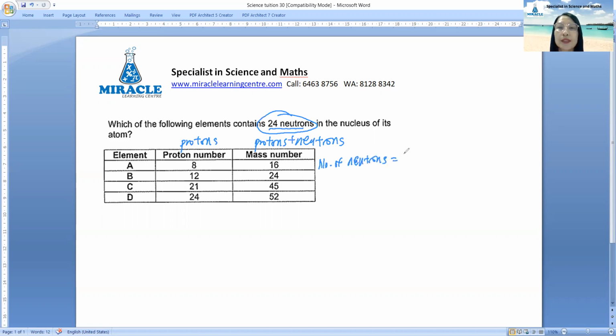So to find the number of neutrons, you will take 16 minus 8. So there will be 8. 24 minus 12. So there will be 12. 45 minus 21. So that will give us 24. And the last one, 52 minus 24. So that will give us 28. They want 24. So the answer is C, 24 neutrons in the atom.